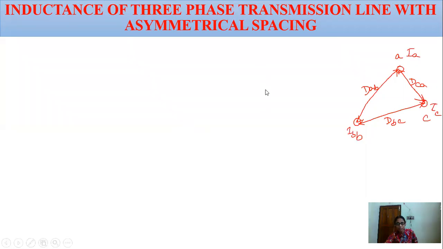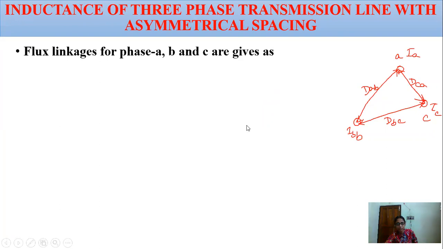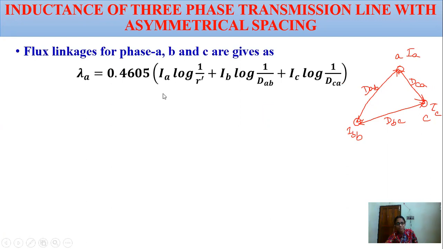Then the flux linkage for phase A can be written as lambda equals 0.4605 IA log 1 by R dash plus IB log 1 by DAB, where DAB not equal to DBC not equal to DCA, plus IC log 1 by DCA. In the previous case, instead of DAB and DCA, we wrote D.